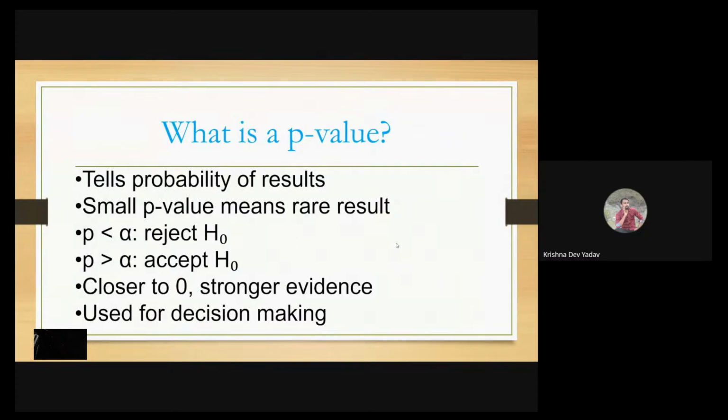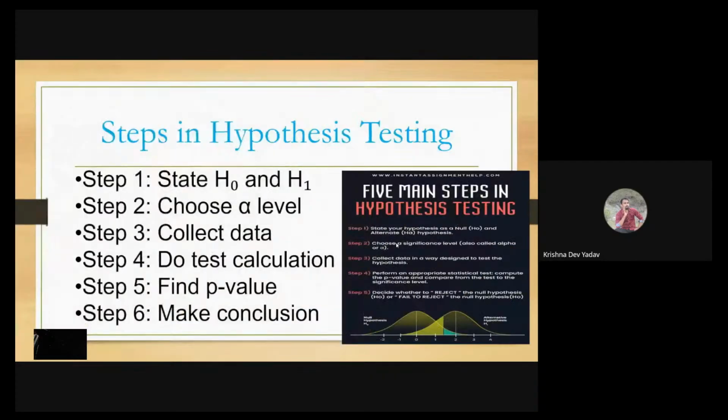If the p-value is small, like below 0.05, our result is rare, so we reject H naught. If p is big, we don't have enough proof, so we accept it. Close to 0 is strong evidence, and it is used for decision making at the conclusion level. And next, steps in hypothesis testing.